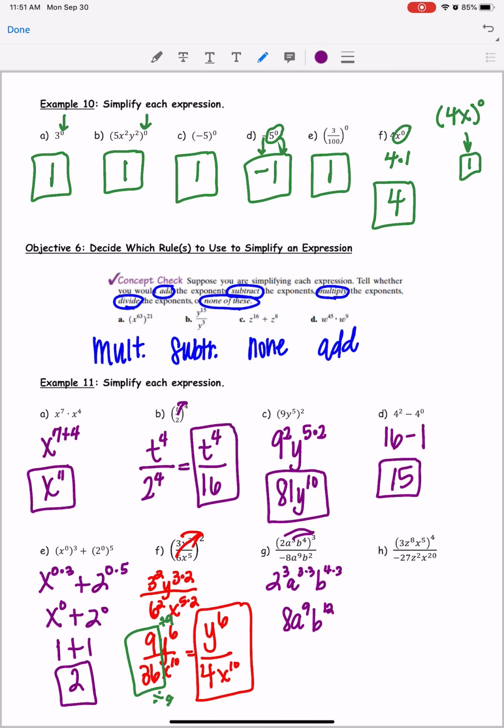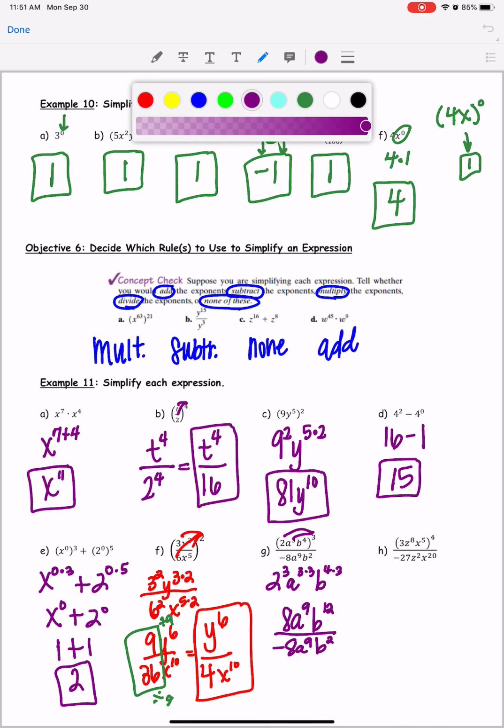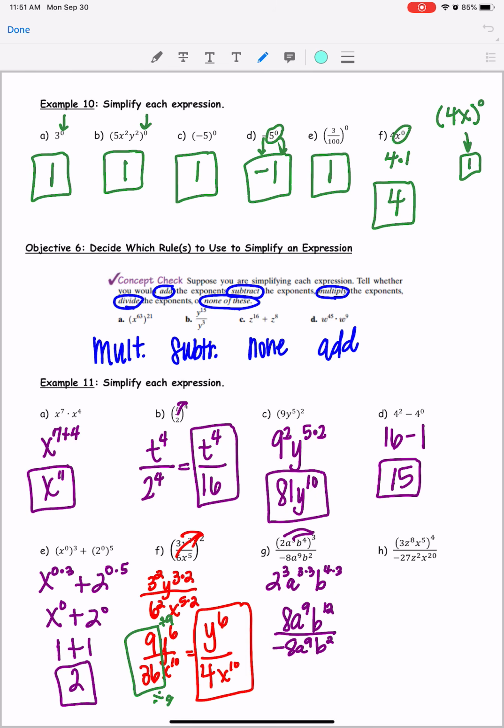So now, this is all over -8, a to the 9th, b squared. Okay. So now, divide. I've got -8, or 8 over -8. That's going to give me a -1.